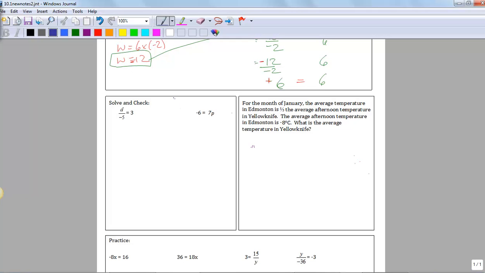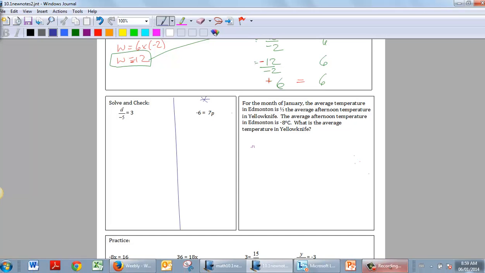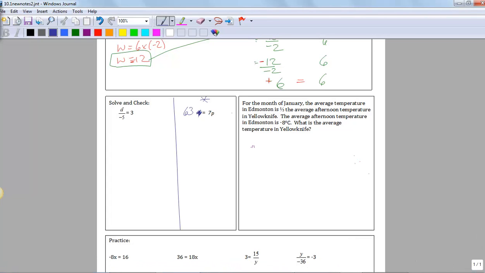Now there's 2 here. Let's do maybe the second one together. Oh, I meant to change it. You should have an updated copy, but if not, let's say 63 equals 7p.